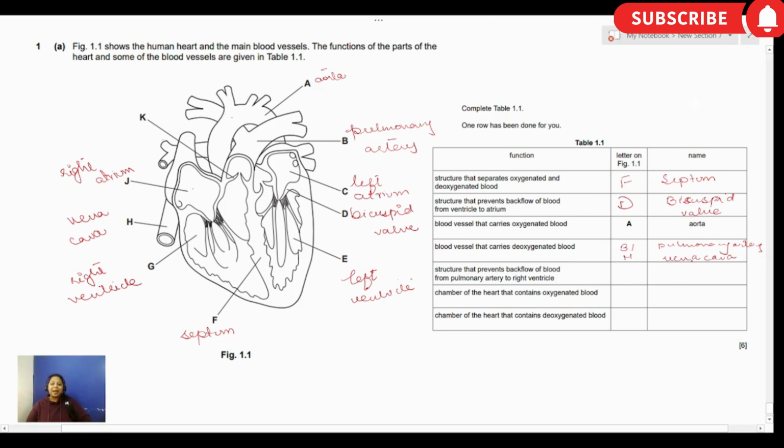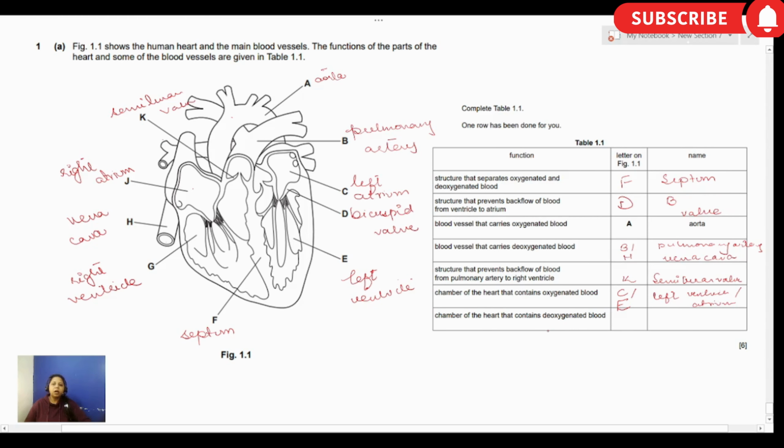Okay, structure that prevents backflow of blood from pulmonary artery to the right ventricle. That's the semilunar. Oh, we didn't name it. Okay, it's K, semilunar valve. Okay, next one. The chamber of heart that got oxygenated blood. Now you can write both left parts. C and E can be there, the left atrium and the left ventricle.